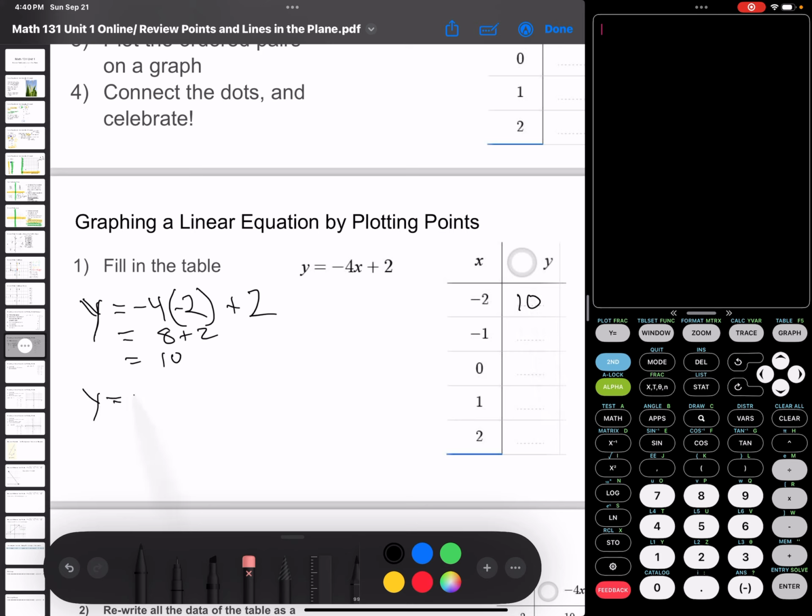And now I'm going to do this again. -4 times -1 plus 2. 4 plus 2, 6. So whenever x is equal to -1, y is equal to 6. I can do the same thing for 0. So we have 4 times 0 plus 2. Anything times 0 is 0 plus 2.